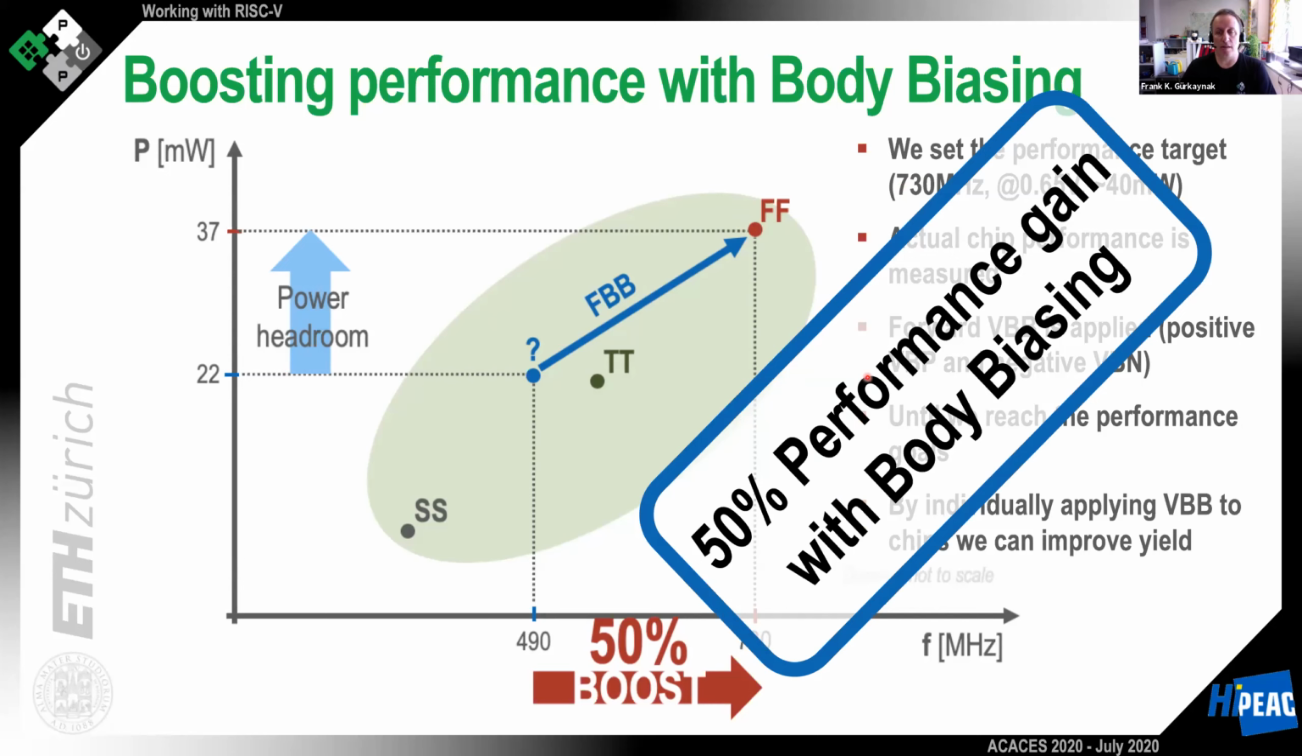In practice, you can get about 50% performance gain in operating speed with body biasing. Obviously, you are paying the price in power. If you are working faster, it doesn't come for free, but it gives you a nice knob to play with and to tighten the parameter variation that you normally see in manufacturing.